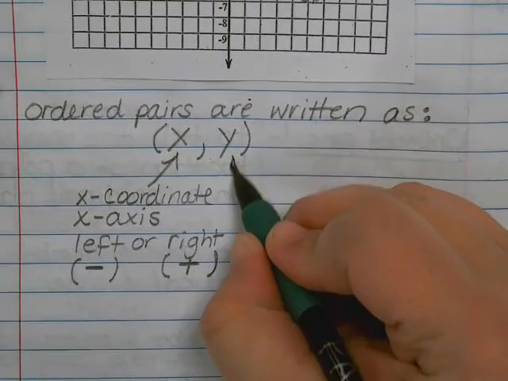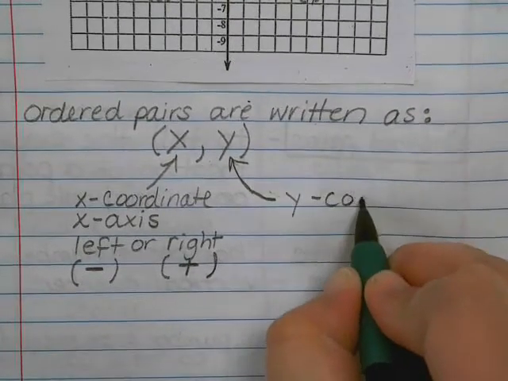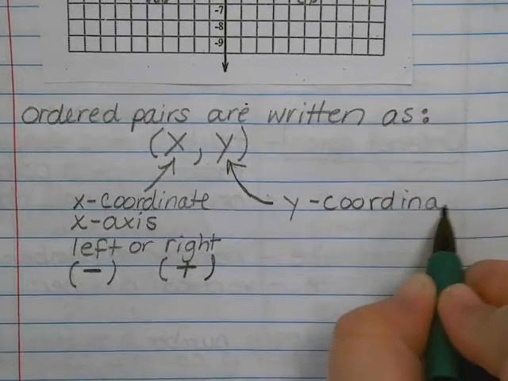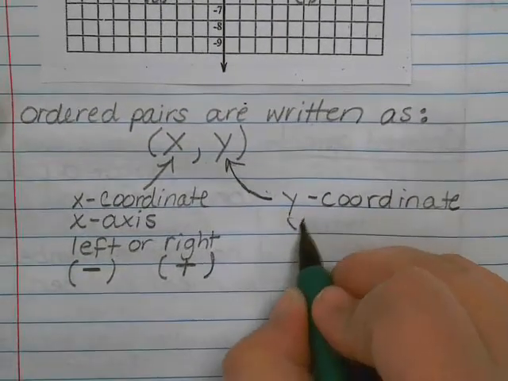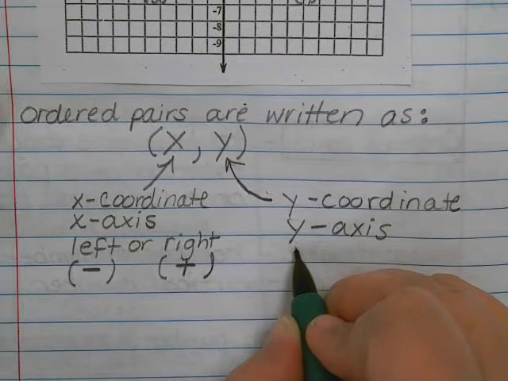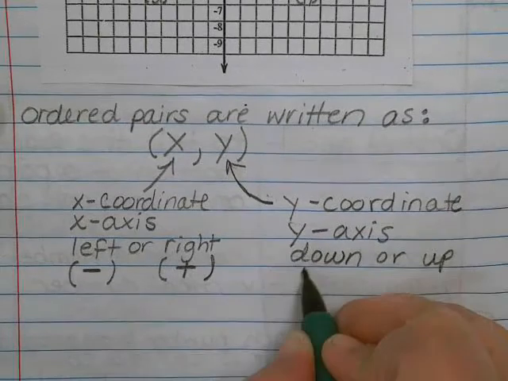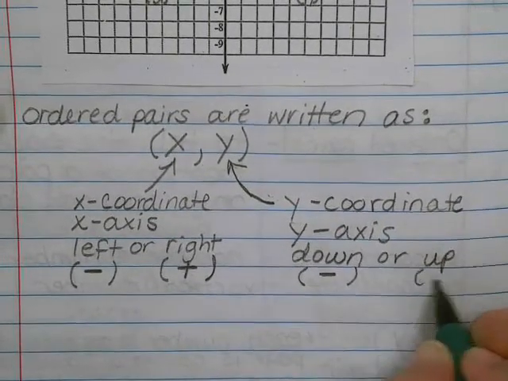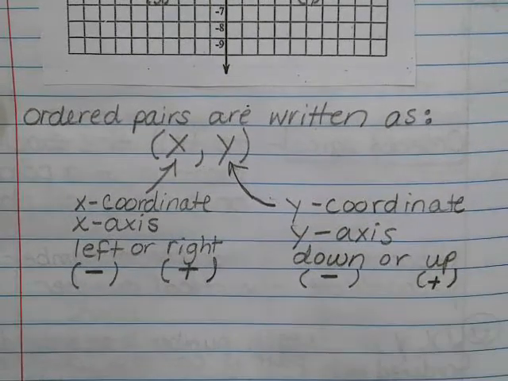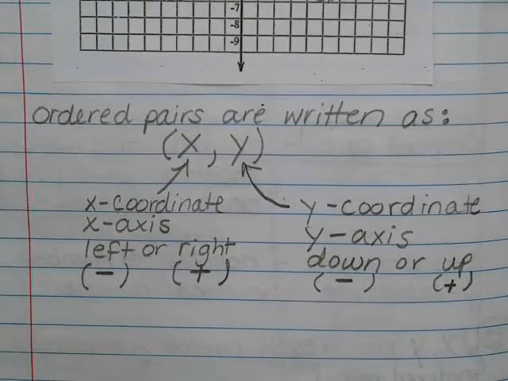The y is referred to as the y coordinate. It is on the y-axis, and you will either move down or up. If you go down, that number is negative. If you go up, that number is positive. So that's a review from yesterday. Now today we are going to talk about 0 as a coordinate.